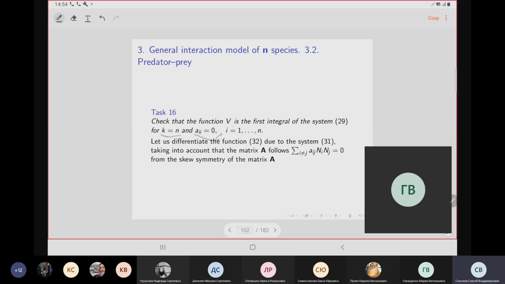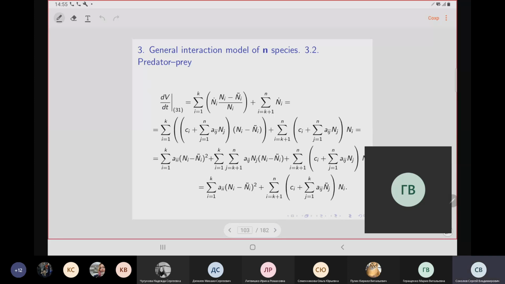Next, we can differentiate the function V with respect to the system 31. And then we take into account that matrix A is skew symmetric. Now it becomes something complicated. So we calculate our differential with respect to the system. Then we calculate dV, and then we substitute N dot with the right-hand side of our equations, and then we use that the matrix A is skew symmetric. So, for example, Aij, Ni, and Nj.